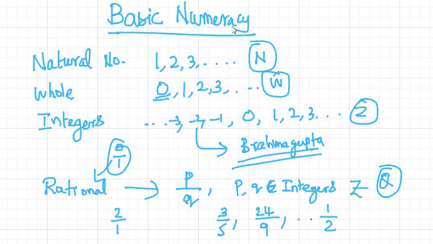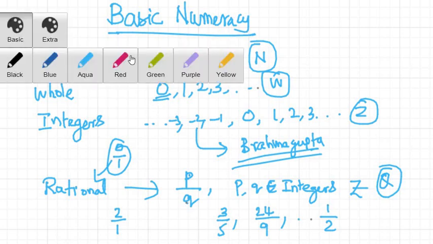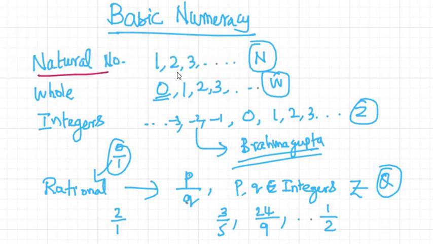So this is basic numeracy for civil service examination. So the different types of numbers. Natural numbers. Natural numbers means 1, 2, 3, 4. All counting numbers are natural numbers. This is denoted by the letter N.